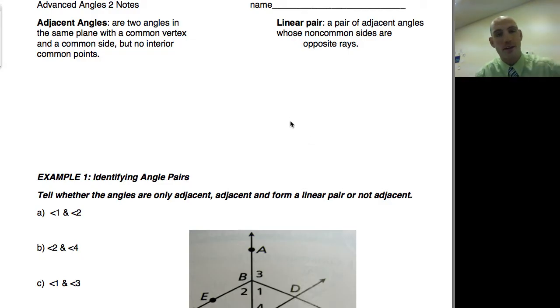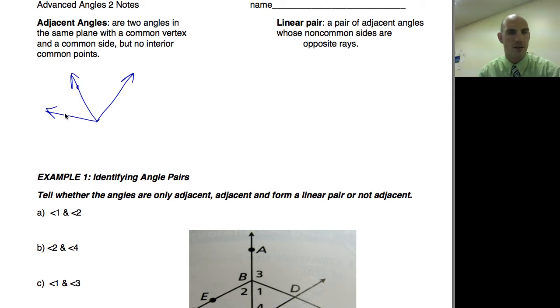Back. Today we're going to talk about advanced angles 2, and it involves a couple of different types of relationships in angles. The first one we're going to talk about is adjacent angles. We know that adjacent means next to, and so when we talk about adjacent angles, these are going to be angles that are next to one another, and it's going to be a set of two angles. They're in the same plane, they have a common vertex and a common side, but no common interior points.